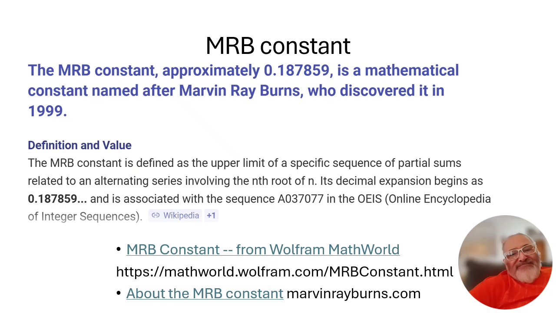Its decimal expansion begins as 0.187859, and it is associated with the integer sequence A037077 in the Online Encyclopedia of Integer Sequences. See MathWorld, Wikipedia, and marvinrayburns.com.